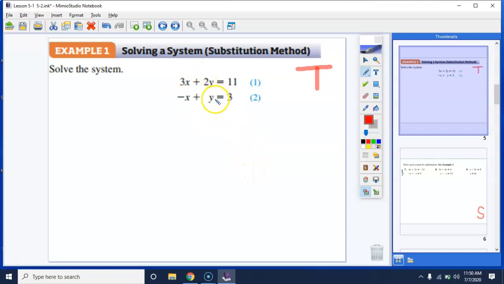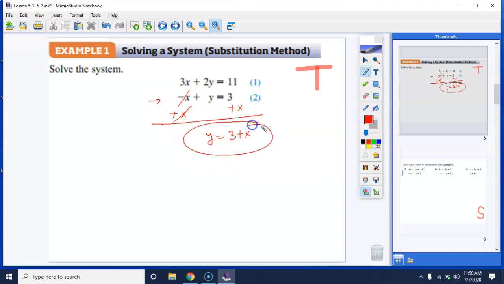So let's solve this system by the substitution method. 3x plus 2y equals 11, negative x plus y equals 3. I'm gonna get one of the variables alone, x or y, it doesn't matter. But on the second equation, I can get y alone easily. If I add x to both sides, negative x and positive x cancel each other, y equals 3 plus x. My number one goal is to get one variable alone. I did this one, and I'm gonna take this and plug it into the first equation.